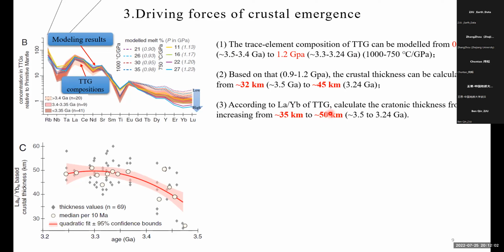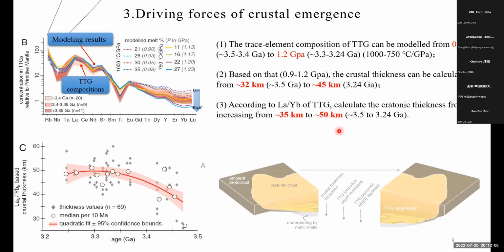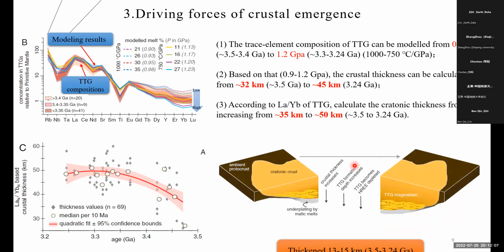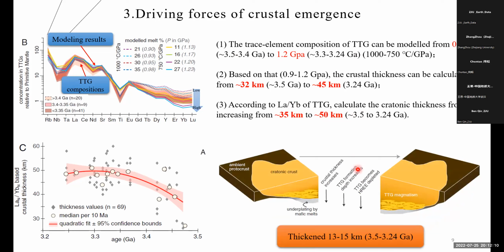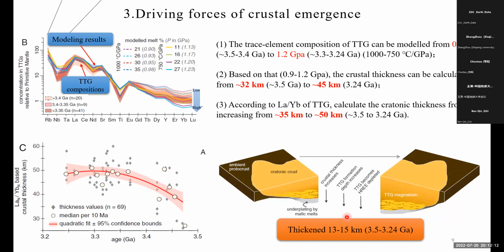So during 3.5 to 3.2 billion years ago, the crust thickened by 13 to 15 kilometers, and the conclusion is that the TTG formation depth increased and TTG became highly depleted.